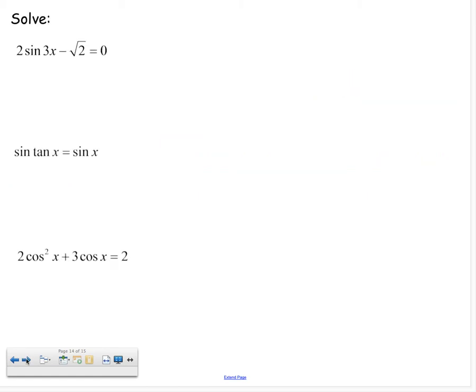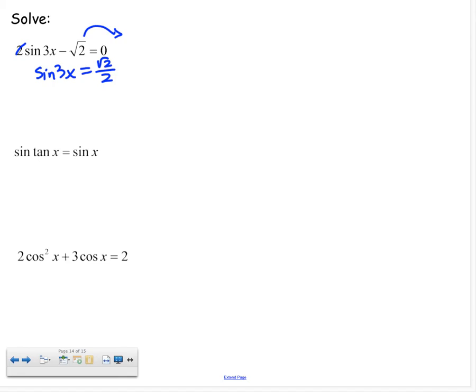The first one. Solve 2 sine of 3x minus the square root of 2 equals 0. This one is actually fairly simple. It's just a plain old sine. The only thing that's sitting there is a sine. That's the only trig function that's there. So what I'm going to do is get the sine of 3x all by itself. To do that, I'm going to move the square root of 2 over to the other side and then divide by 2. So I have the sine of 3x equals the square root of 2 over 2.